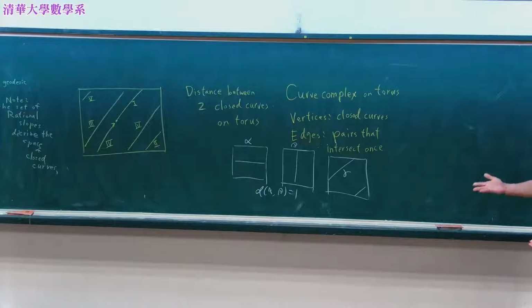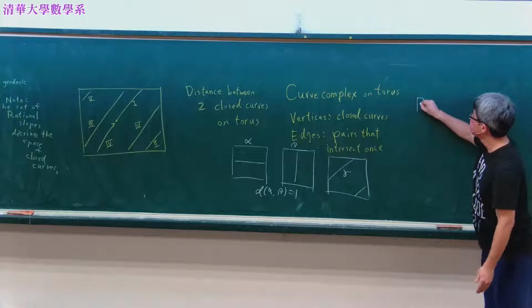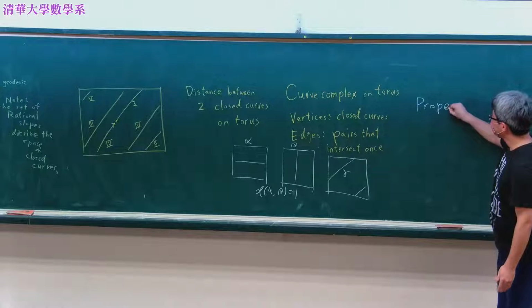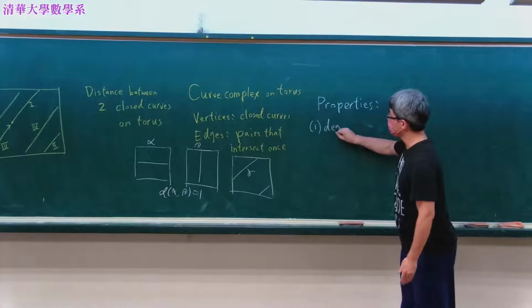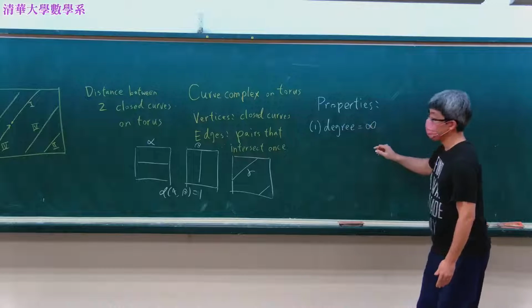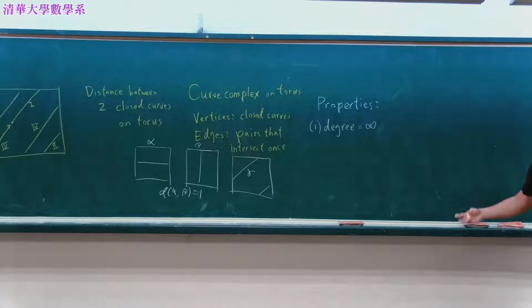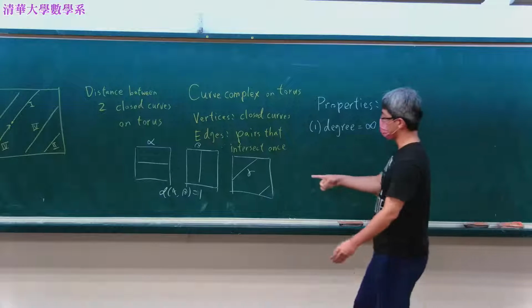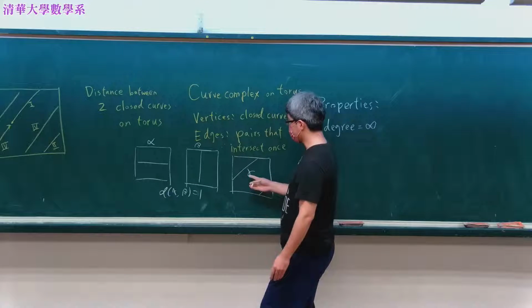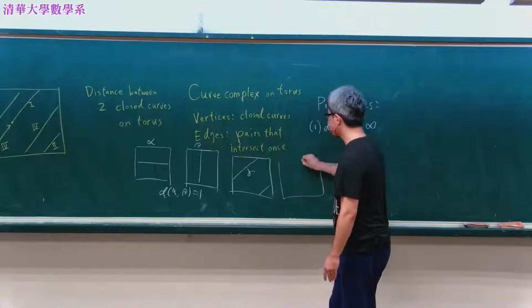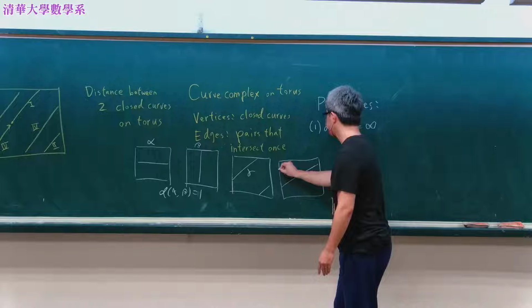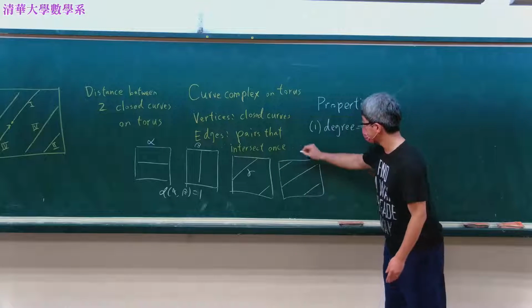And every point is going to have a lot of neighbors. Maybe you have to fill in the rest of the picture on your own, but the first thing is the degree is always infinity. Every curve has infinitely many other curves intersecting it exactly once. There's this one that intersects alpha once. There's this one. There's also one that has slope 1/2, the one with slope 1/3, the slope 1/4. All of these would have intersection with alpha exactly once.